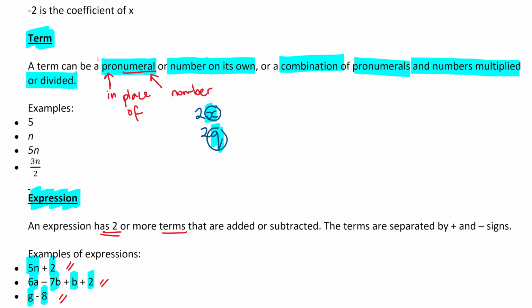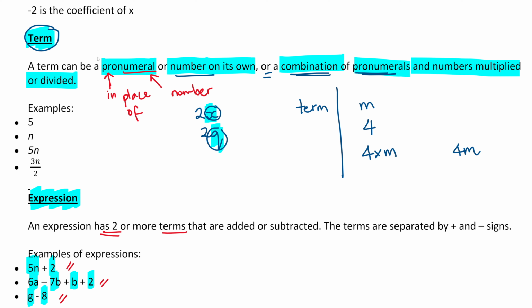Now that's kind of confusing, so let us break that down. I'll do some examples here. A term can be a pronumeral, so I can just write down m. This is a term. Another example could be a number on its own, so I can write the number 4, or a combination of pronumerals and numbers multiplied. That means I can write 4 times m, and 4 times m can be simplified to 4m.